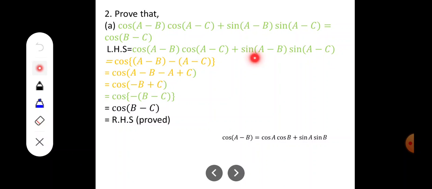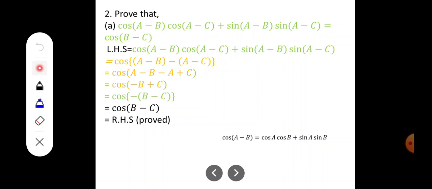cos A cos B, sin A sin B. We consider A minus B equal to A, A minus C equal B. Then we will get cos A minus B formula. Here cos A cos B plus sin A sin B, it is equal to cos A minus B. Here is formula, cos A minus B, cos A cos B plus sin A sin B. So this is equal to cos A minus B.